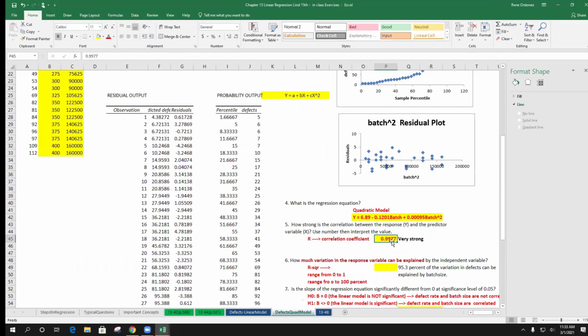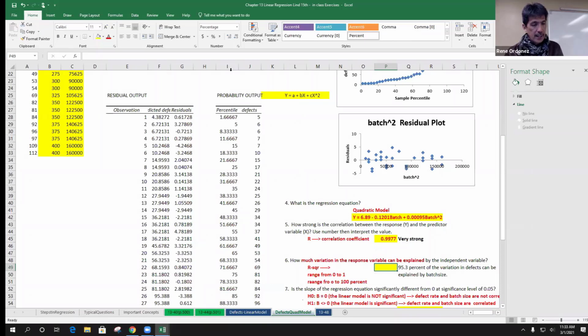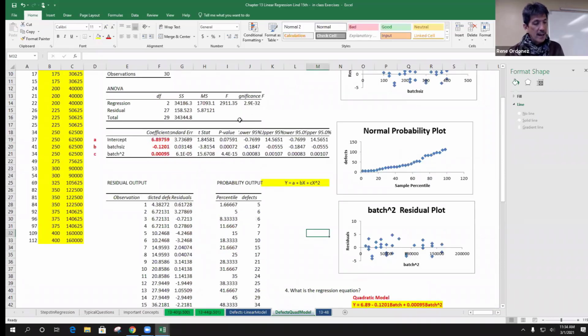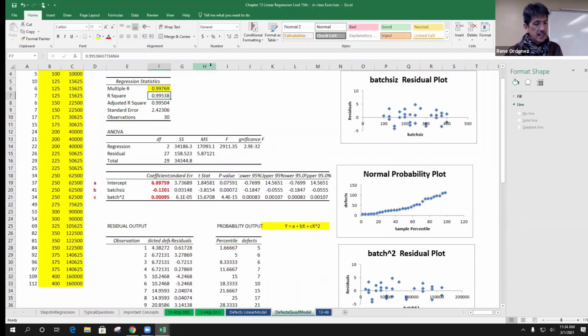Correct. All right. How about number 6? How much variation in the response variable can be explained by the independent variable? So looking at the output, the R squared value is this. All right, I'm converting it to percent now.